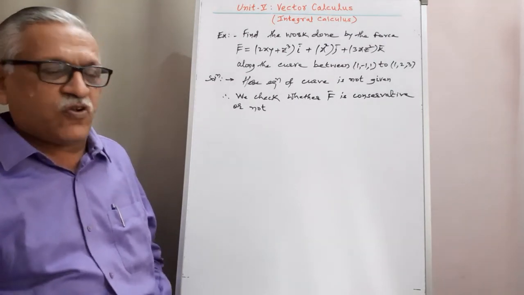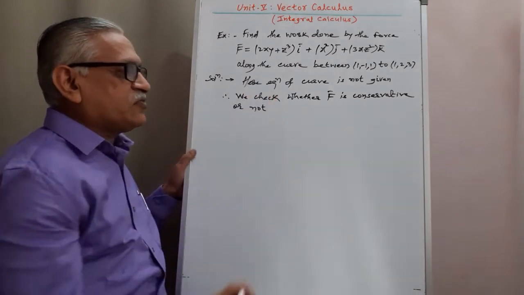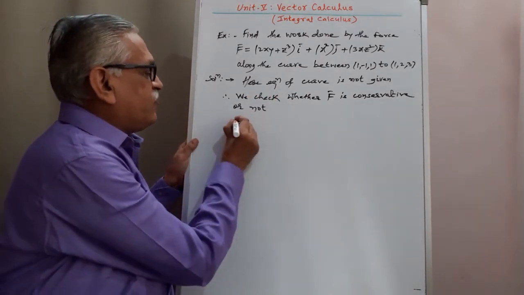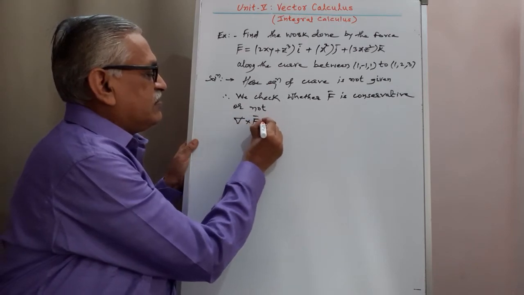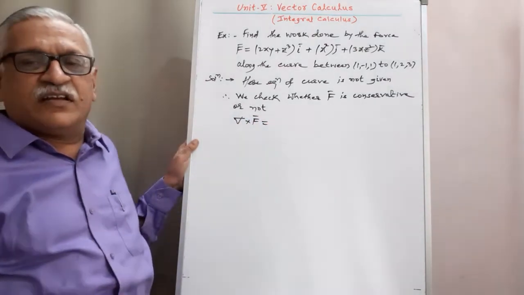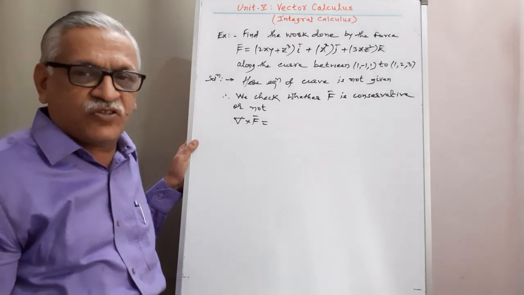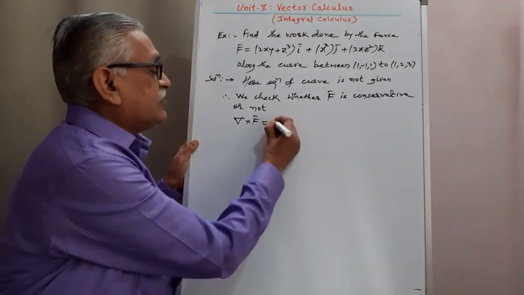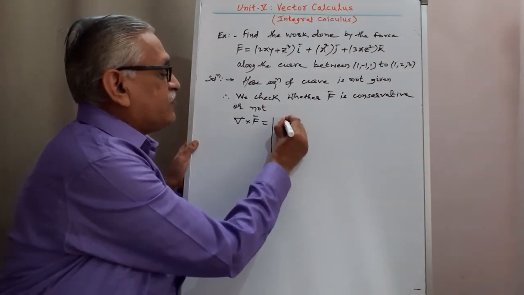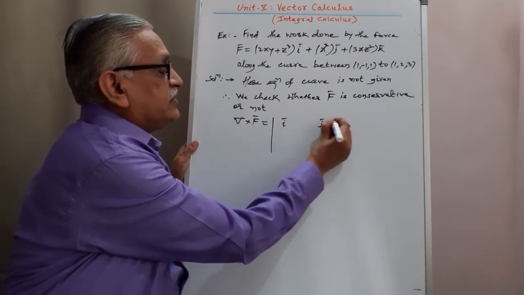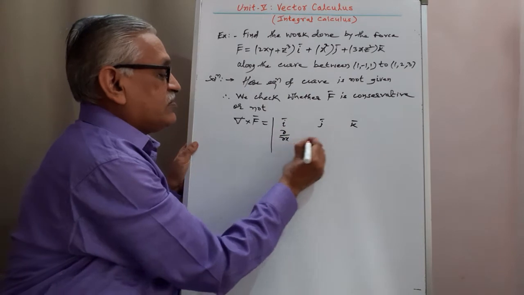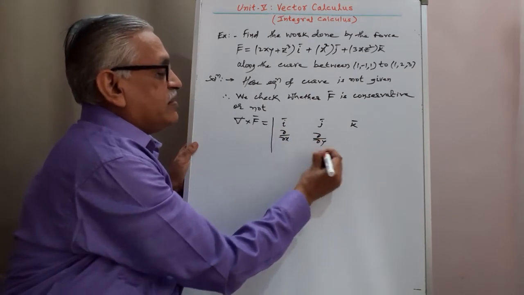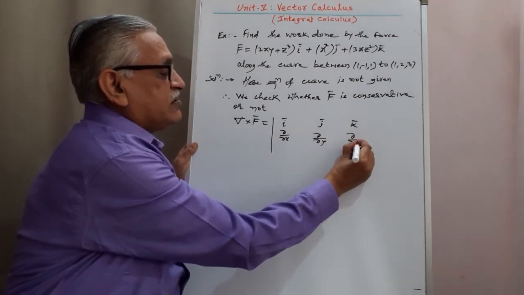As the equation of the curve is not given, we have to check whether the force F bar is conservative or not. To check this, we need to find the curl of that function. If the curl is 0, we can say that it is conservative. The curl is given by the determinant of i, j and k, dou by dou x, dou by dou y and dou by dou z.